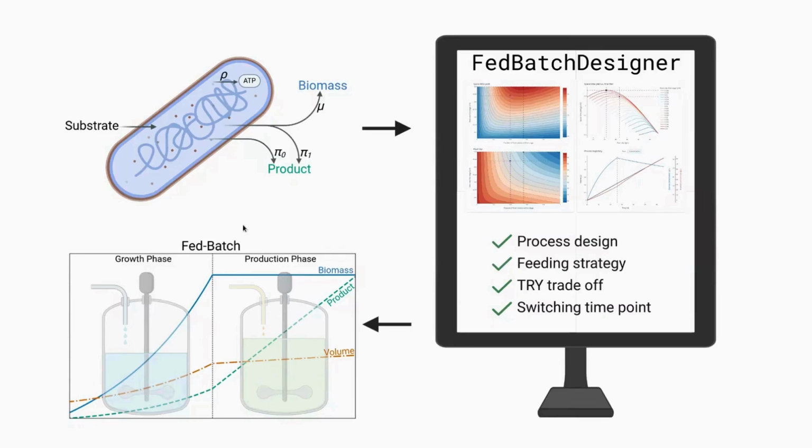Here is FedBatchDesigner, a web-based tool we created for the design of two-stage fed batch fermentation, where the feeding phase is made up of a growth stage, followed by a growth-arrested stage, focusing on production. Our tool FedBatchDesigner allows quick and easy design of an optimal two-stage fed batch process with exponential, linear, or constant feed rate, simply by entering some process-specific parameters.